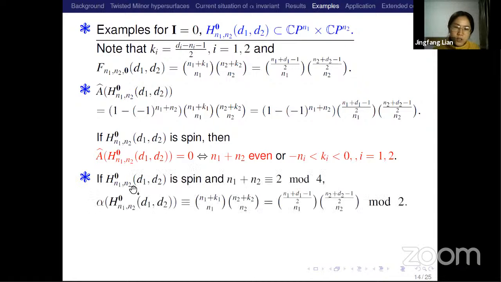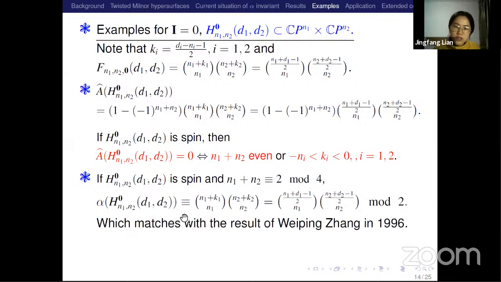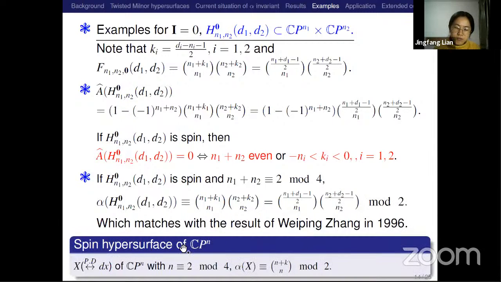For the spin twisted muon half surface in the special dimension, we can also give the alpha invariant, which is also easy, and the expression is the same as the result of Wei Pinzhang in 1996, where he gave the alpha invariant of the spin hypersurface of projective space. His result is the same as ours.